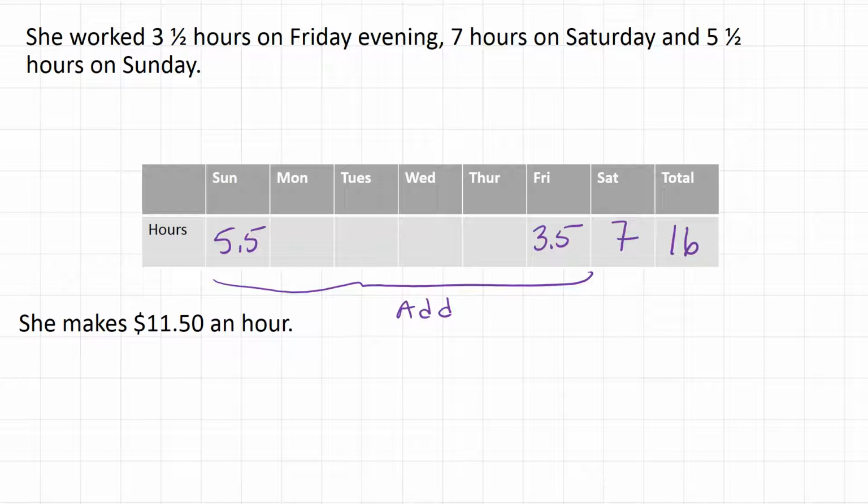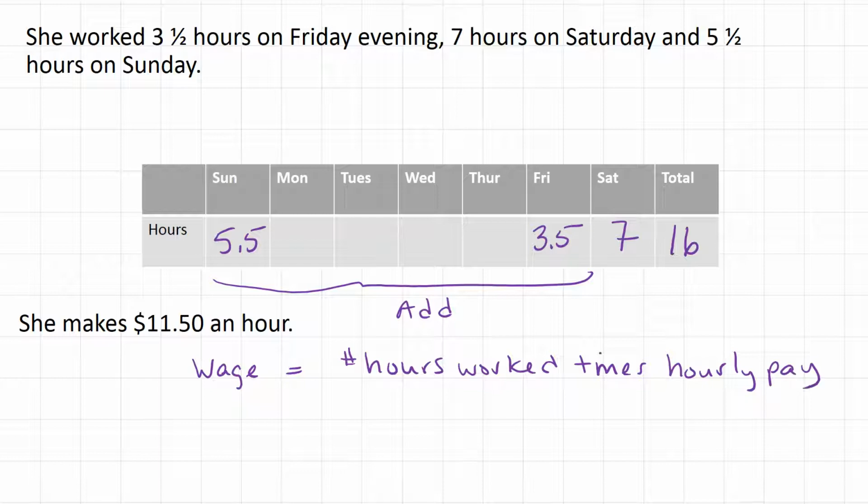Now the next step is to actually calculate her wage, and her wage is going to be the number of hours she worked times the hourly pay. So she worked 16 hours times $11.50 an hour, which works out to $184.